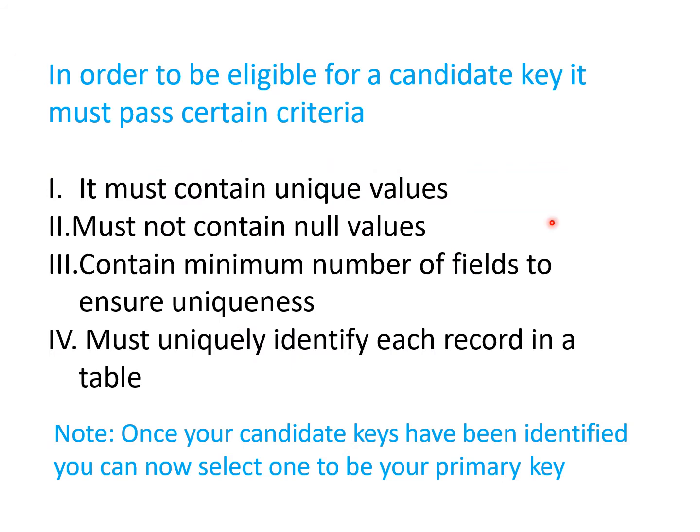So there are some criteria that should be there for a candidate key to be eligible. It must contain unique values, it must not contain null values, it should contain the minimum number of fields to ensure uniqueness, and it must uniquely identify each record in a table. So once our candidate keys have been identified, we can now select one to be our primary key, because one of the candidate keys is the primary key.